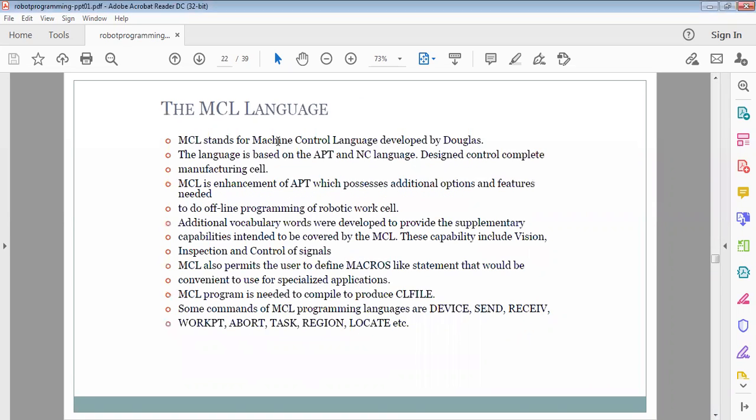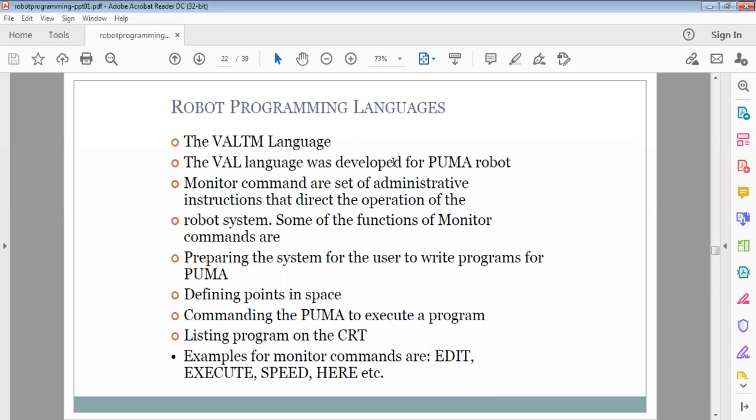So MCL language. So this is about programming and programming languages, types of programming.